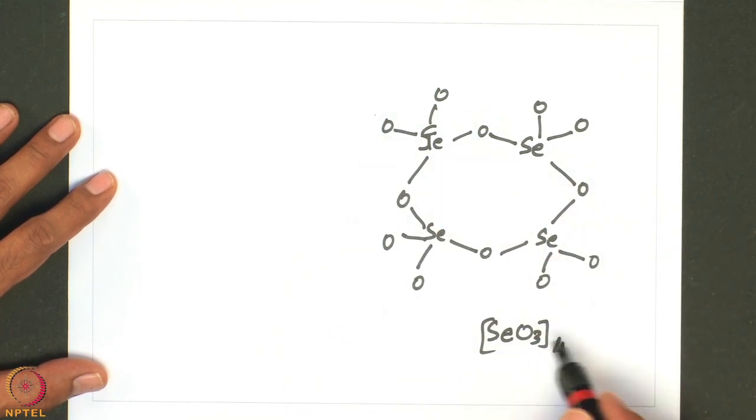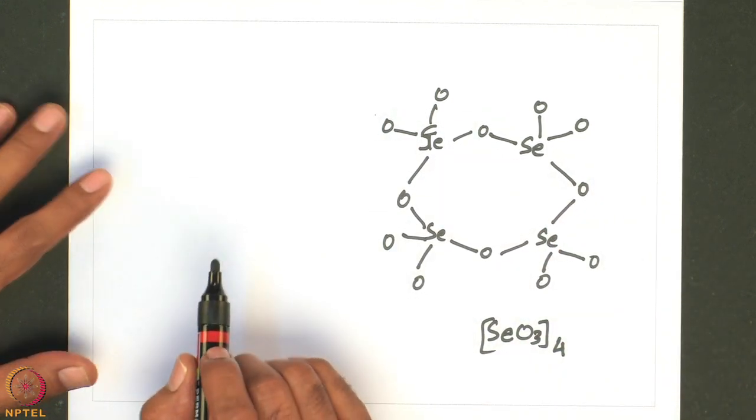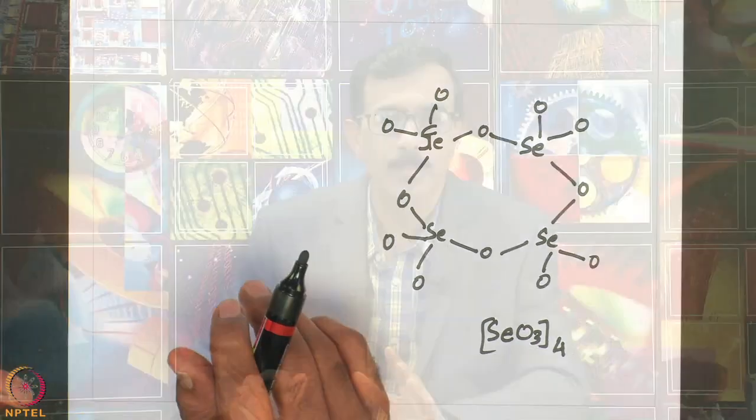So, SeO3 four times. TeO3 is more stable, made by heating alpha TeO3 or Te(OH)6 in oxygen, hexahydroxytellurium. Okay. Tellurium trioxide exists as the yellow alpha TeO3, which is prepared by dehydration of Te(OH)6. So, also, we have oxyhalides in the case of sulfur, selenium and tellurium.